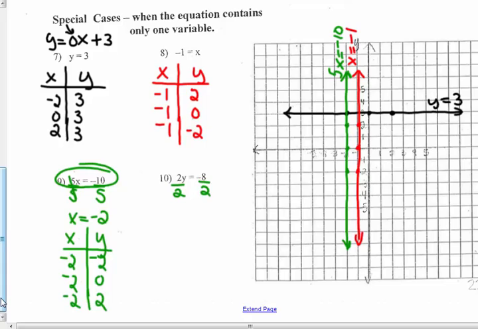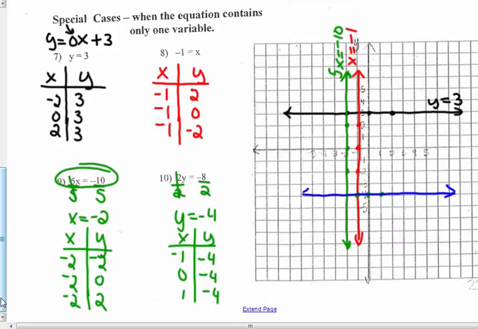Dividing by 2 on both sides here, I get y equals -4. No choice on my y values, -4, -4, -4, and -1, 0, and +1 for my x values. So I have -1, -4, 0, -4, and 1, -4. So that line is also a zero-sloped horizontal line parallel to the x-axis, which is the line y equals -4. And that's it for today.